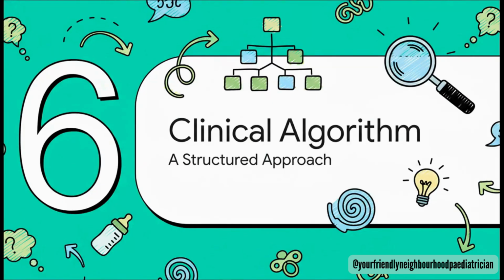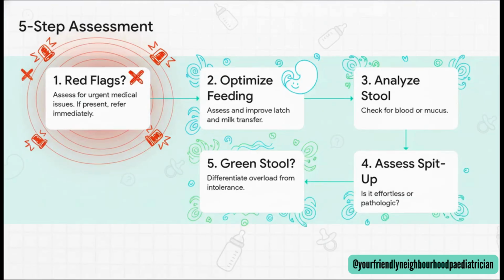We'll now synthesize all of this information into a structured clinical reasoning tool, one that you can apply both in your practice and on your exam. This 5-step process gives you a logical clinical pathway. Step 1 is always to assess for red flags. If they're present, you refer immediately for medical evaluation. Step 2 is to conduct a thorough feeding assessment to optimize latch and milk transfer. If symptoms persist, then Step 3 is to analyze the stool for blood or mucus. Step 4 involves assessing the spit-ups to differentiate physiologic from pathologic reflux. And finally, Step 5 is to analyze those green stools, differentiating overload from true intolerance.